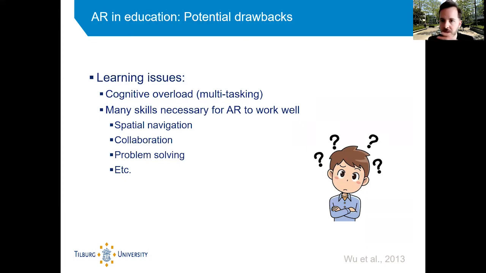There needs to be spatial navigation in many cases. You need to navigate yourself through a certain room, through a certain virtual environment in the case of VR. Often you need to collaborate in this virtual world. There are problems to be solved. At the same time, there can be text presented visually that you would have to read. So there are all sorts of skills that you need for this to work well. And perhaps pupils are not ready for this yet.